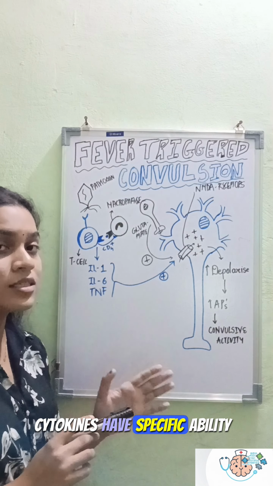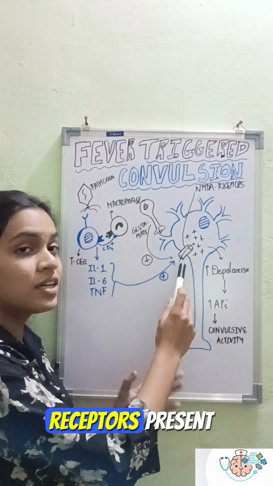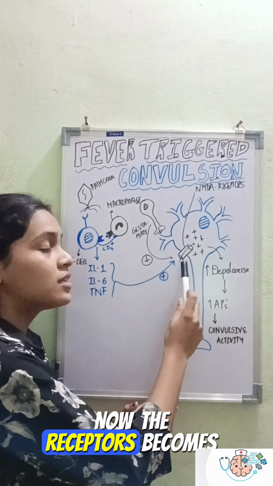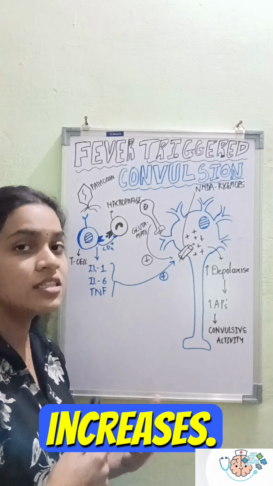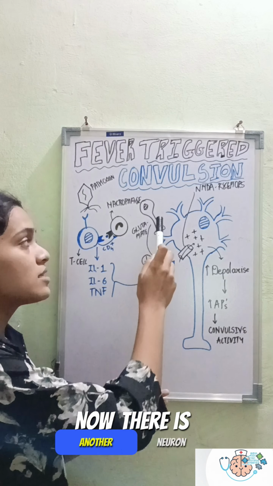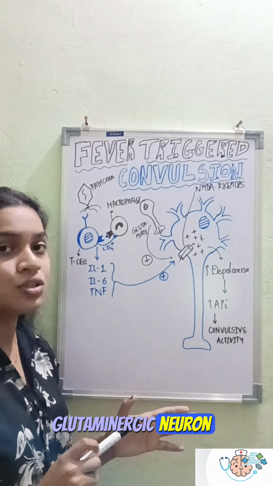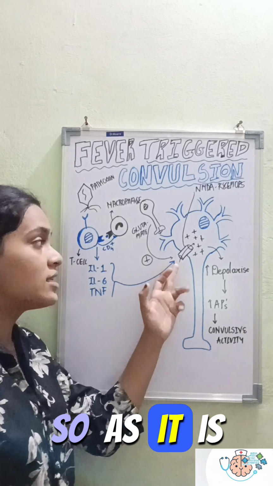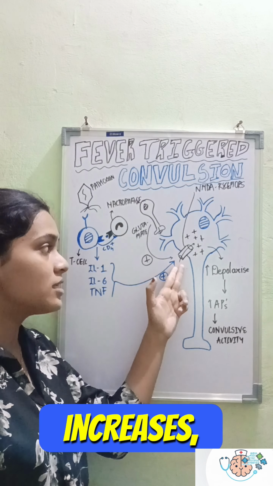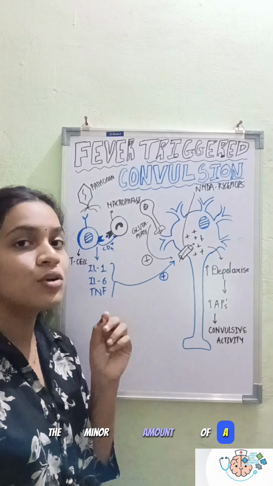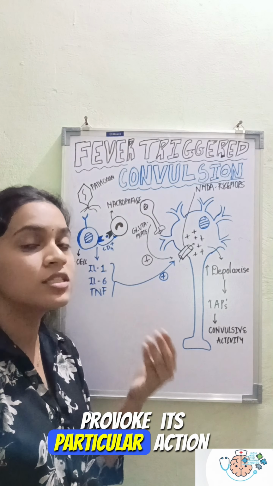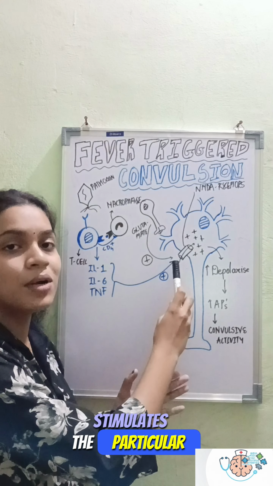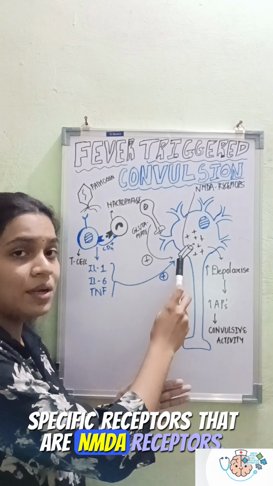Now the cytokines have the specific ability to stimulate the specific receptors present on your neuron. Now these receptors become hyperactive, their sensitivity increases. Now there is another neuron called a glutaminergic neuron which releases glutamate, stimulating your NMDA receptors. So as it is hyperactive and its sensitivity is increased, a minor amount of glutamate can actually provoke its particular action. It stimulates the specific receptors, that are the NMDA receptors.